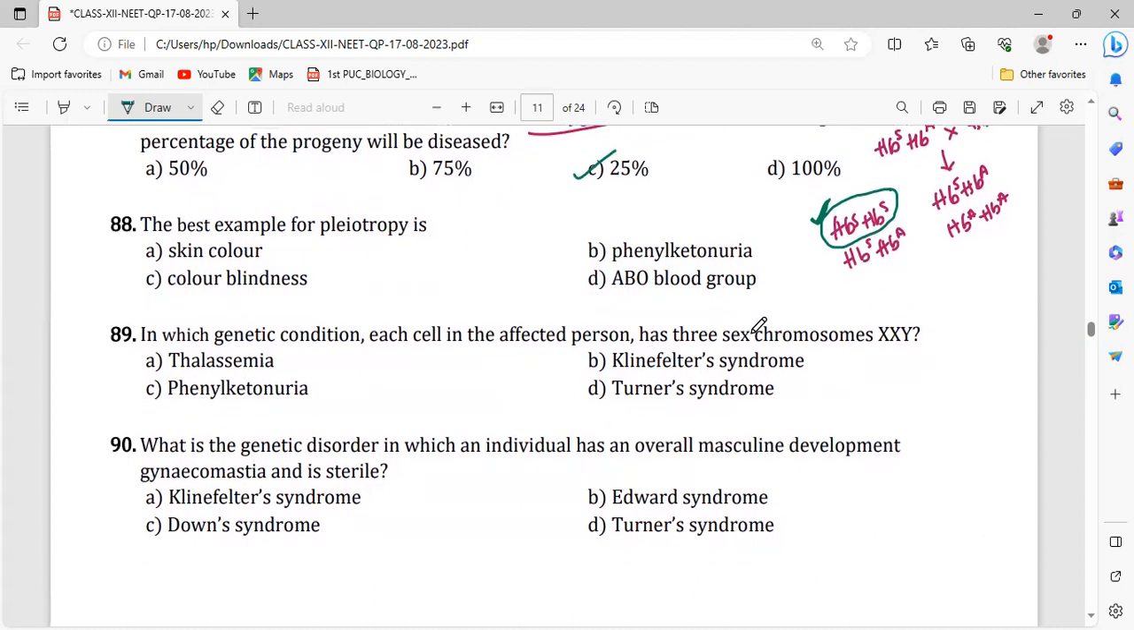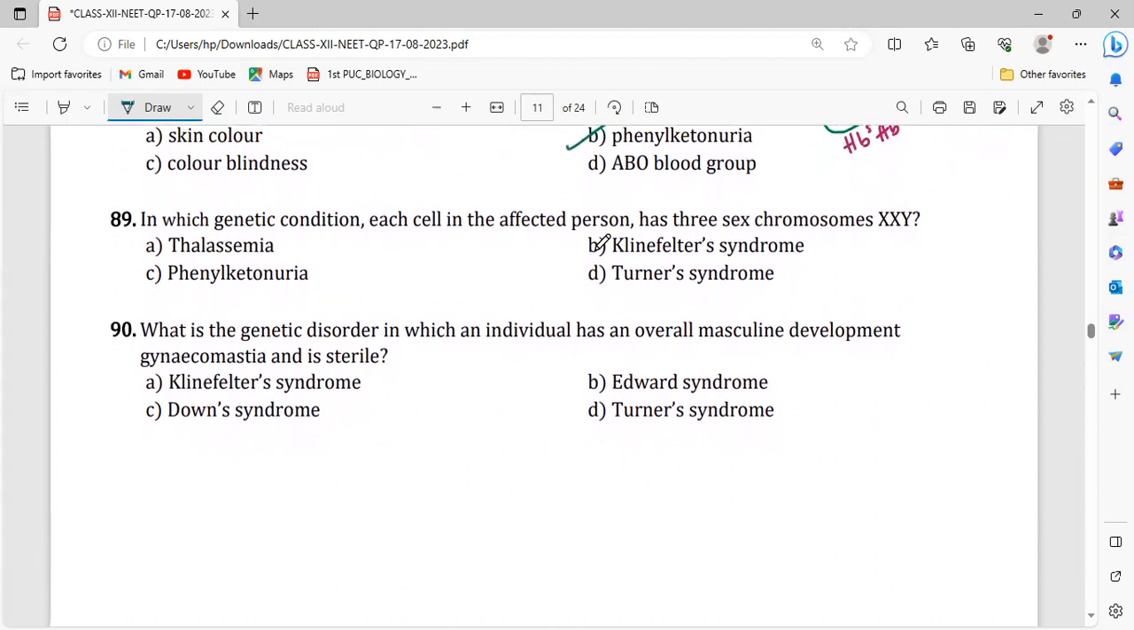Then best example for pleiotropy, it is phenylketonuria. In which genetic condition each cell in the affected person has three sex chromosomes? It is in the Klinefelter syndrome. So XXY, one extra X chromosome will be present.